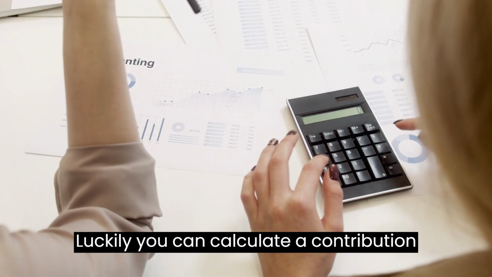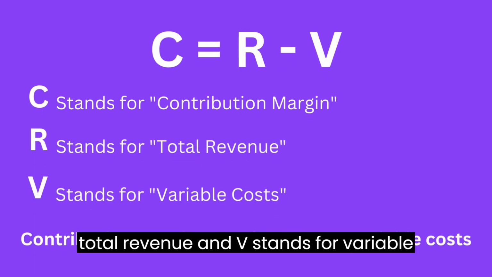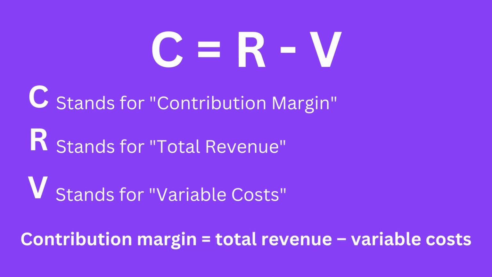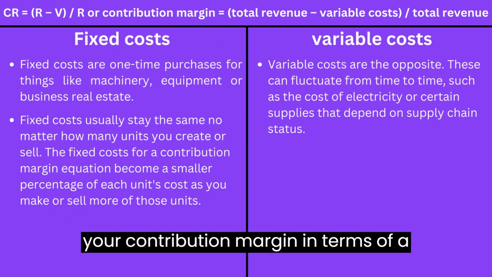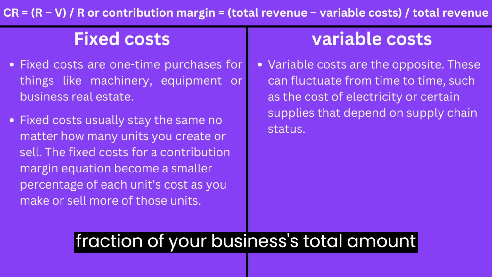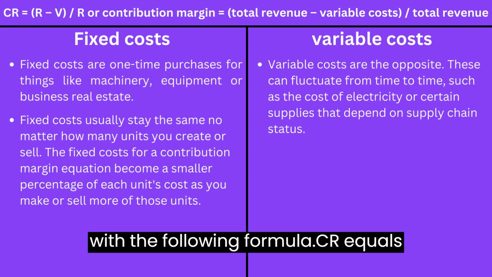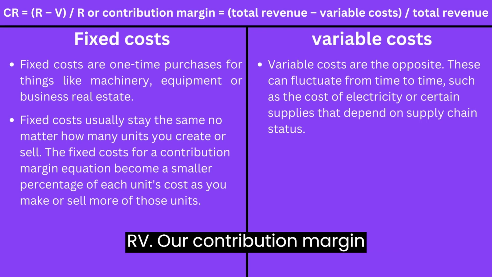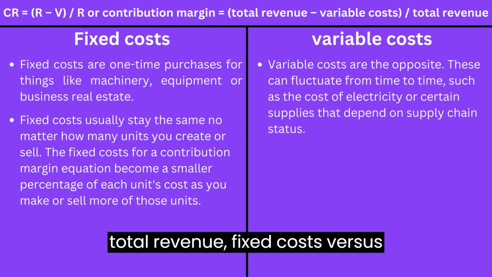How to calculate a contribution margin. Luckily, you can calculate a contribution margin with a basic formula. C = R - V. C stands for contribution margin, R stands for total revenue, and V stands for variable costs. With these definitions, the equation goes like this. Contribution margin equals total revenue minus variable costs. Note that you can also express your contribution margin in terms of a fraction of your business's total amount of revenue. The contribution margin ratio, or CR, would then be expressed with the following formula. CR = (R - V)/R, or contribution margin ratio equals total revenue minus variable costs, divided by total revenue.